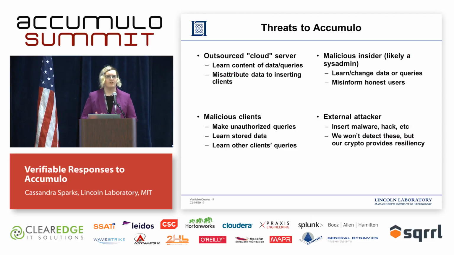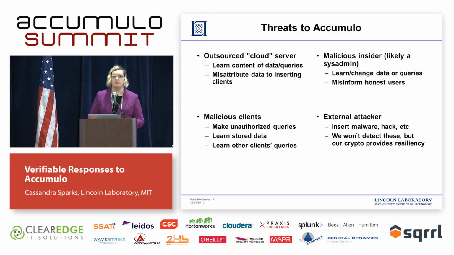There are a lot of different threats to Accumulo that we can think of, and here are 4 examples. You can imagine if you're outsourcing a cloud server running Accumulo to something like Amazon, you might be worried about them peeking in on your data, or about someone fabricating malicious data and misattributing that to a legitimate client of the server. You can also imagine a malicious insider. This would be someone such as a system administrator who has access to your Accumulo server, who could try to learn data that they're not supposed to learn, or change the data in the server and misinform the legitimate users of the server. That's specifically what I'm going to focus on today.